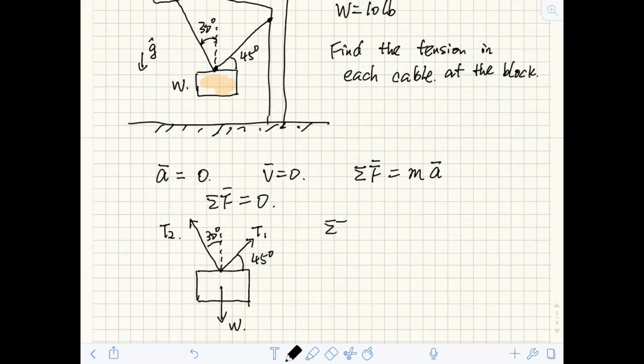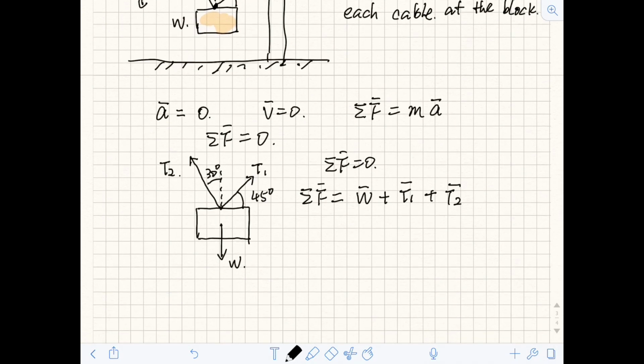So by sum of the forces equal to 0, on this block, the sum of the forces is equal to the weight vector plus T1 vector plus T2 vector. Now we need to find individually what W bar, T1 bar, and T2 bar are.